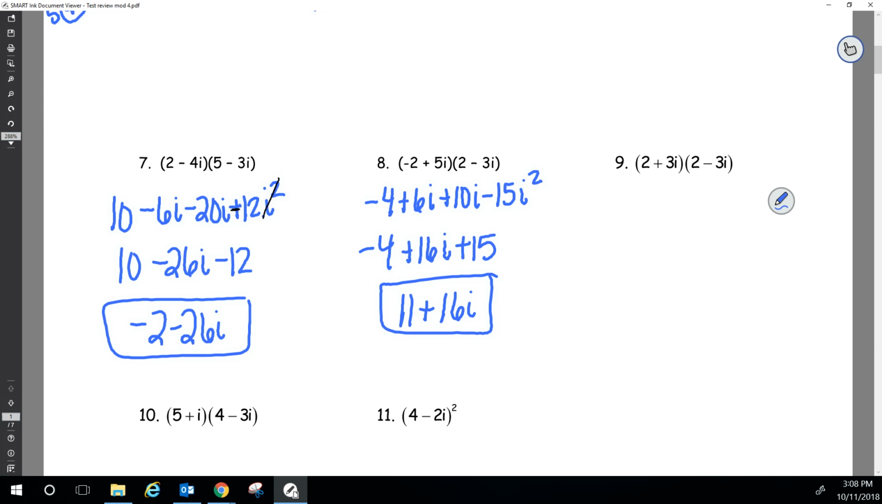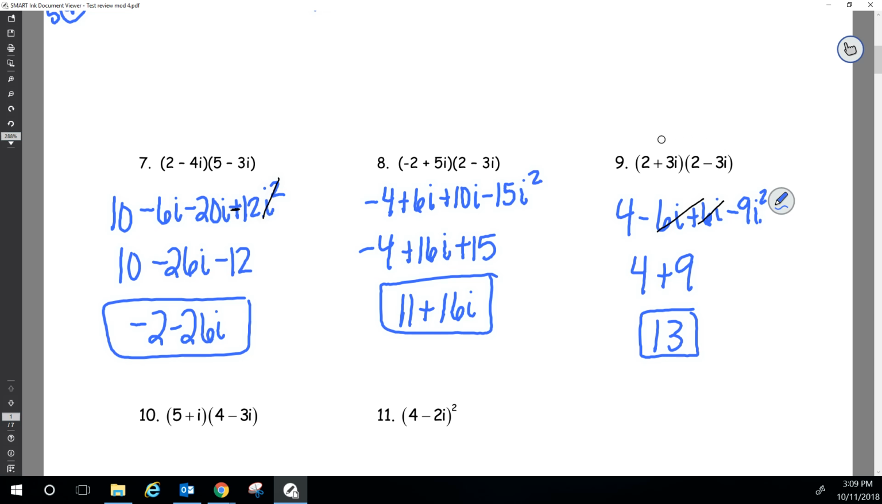All right, number 9. 2 times 2 is 4. 2 times negative 3i is negative 6i. 3i times 2 is positive 6i. 3i times negative 3i is negative 9i squared. So here my 6i and negative 6i cancel. So I really have 4 plus 9. Remember, negative 1 times 9 is positive 9. So this one is 13.